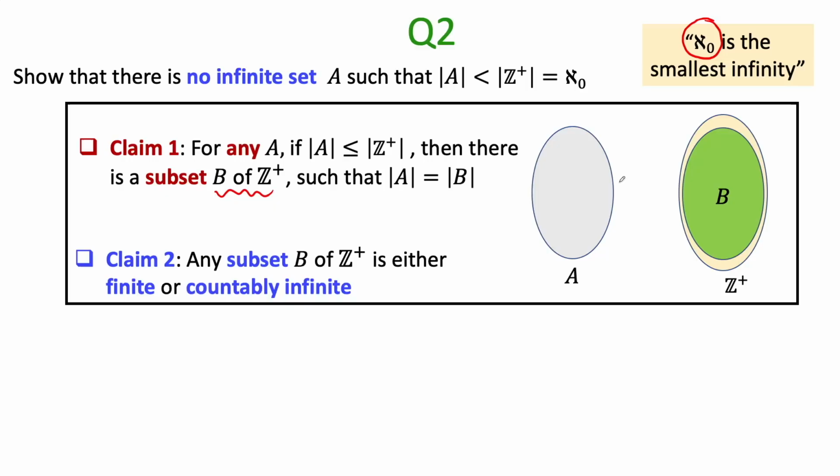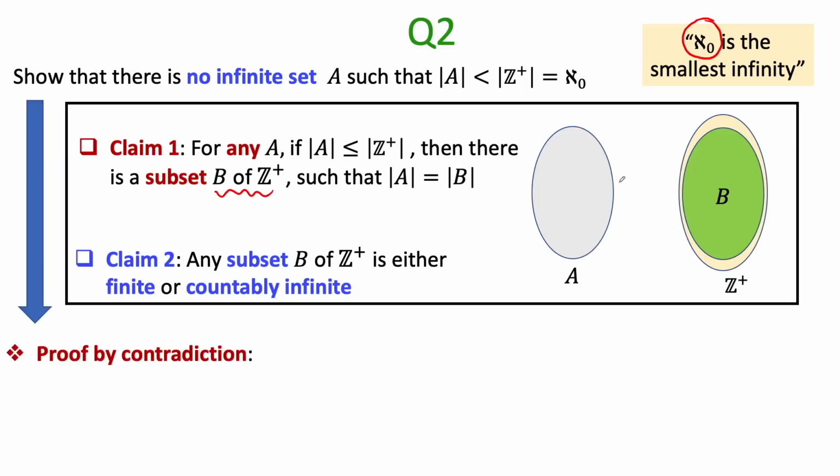And claim 2 is that any subset of the set of positive integers is either finite or has the same cardinality as Aleph null. You can't have any other third category of subset of the set of positive integers. So for the moment, assume that these two claims are true. Let's come back and prove the statement that we are interested in.